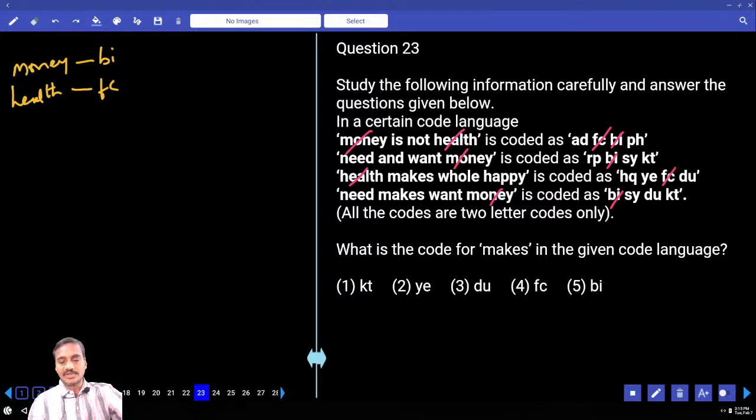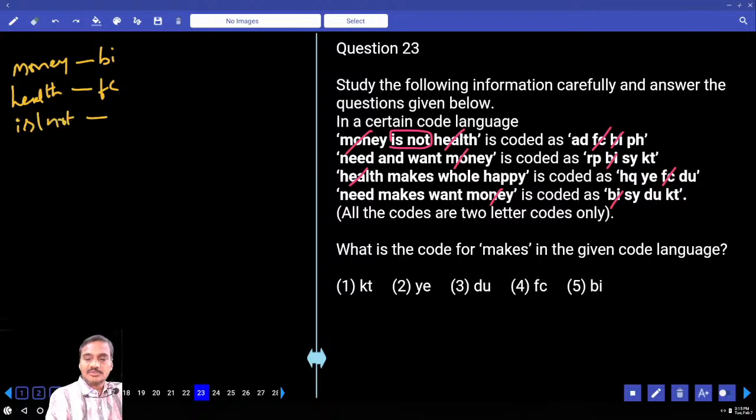Then if you compare 1 and 4, E is not. Now these two words were not repeated in any one of the remaining statements. Anagada. And the code for E and not cannot be identified individually. Hence AD or PH in any order. Saripenda?